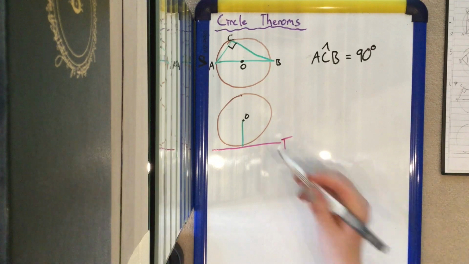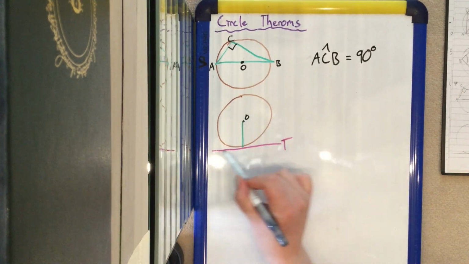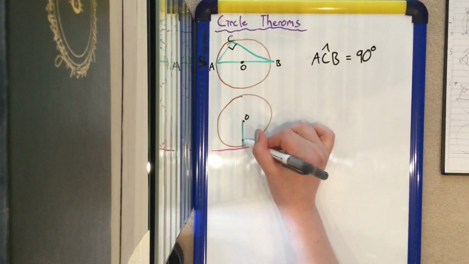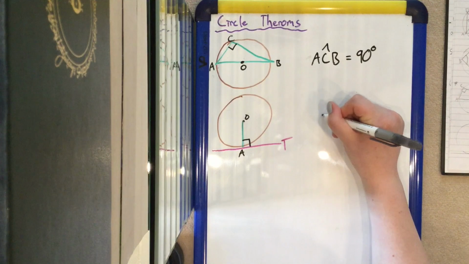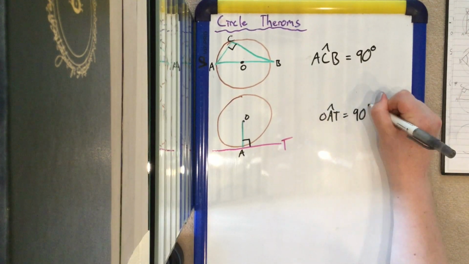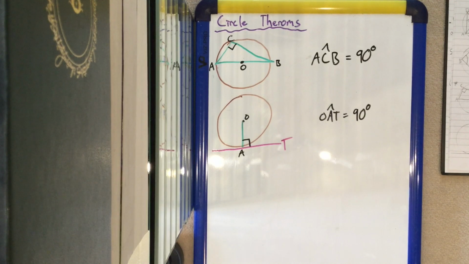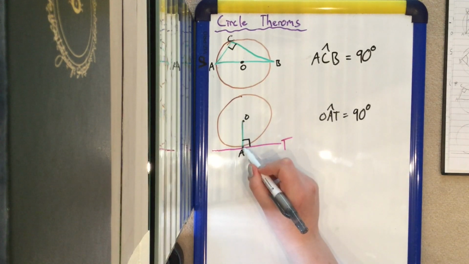Another right angle rule is when you have a radius of a circle here meeting a tangent, so a line that only hits the circle once, the angle between the two is 90 degrees. So OAT is also a right angle. The posh way of saying this is the angle between a tangent and a radius at the point of contact is 90 degrees.